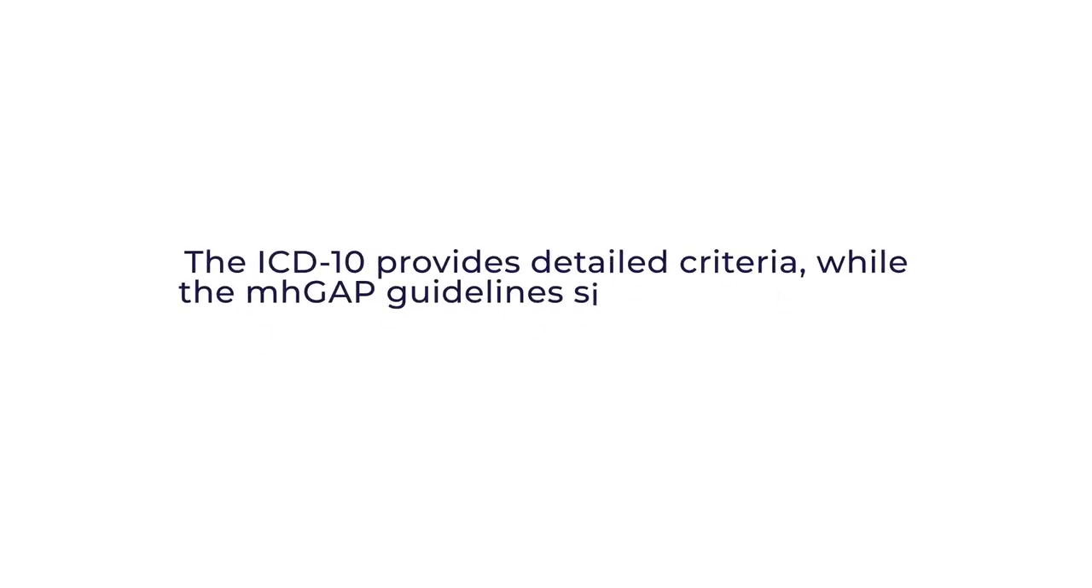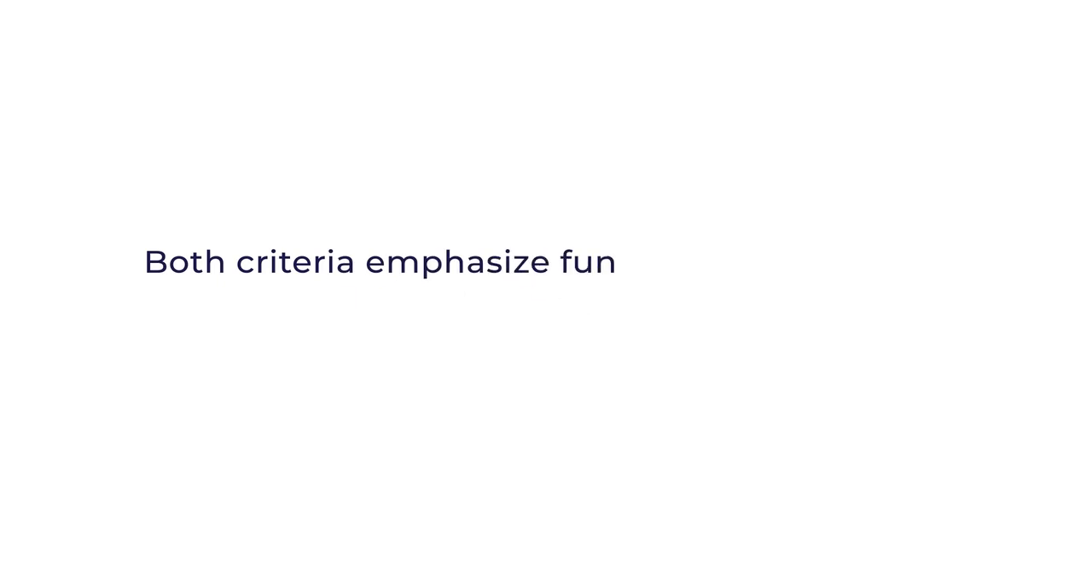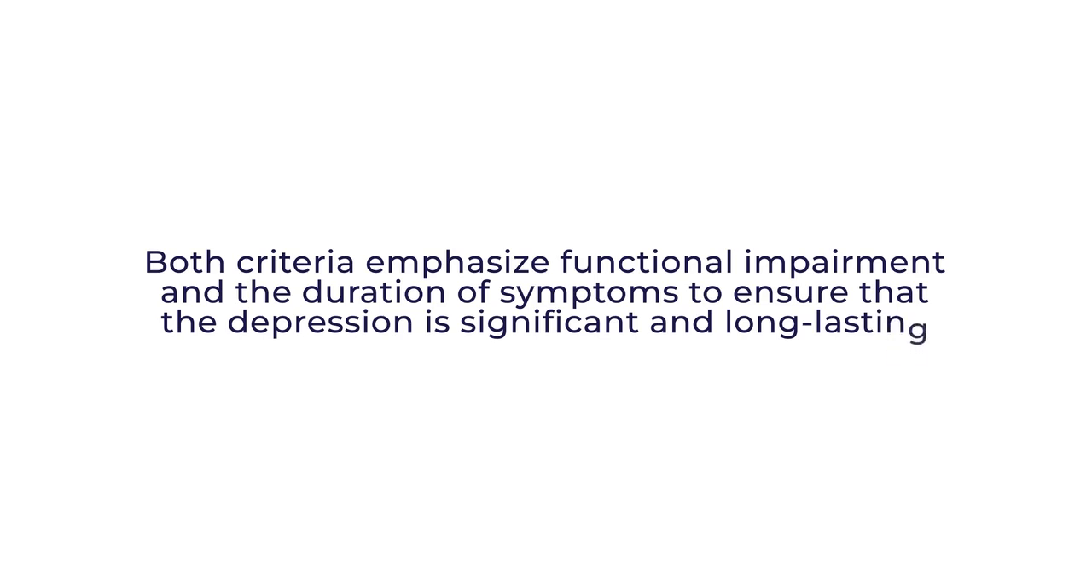To summarize, depression is diagnosed using a set of standardized criteria that helps healthcare providers accurately assess the severity of the condition. The ICD-10 provides detailed criteria, while the mhGAP guidelines simplify the process for low-resource settings. Both criteria emphasize functional impairment and the duration of symptoms to ensure that the depression is significant and long-lasting.